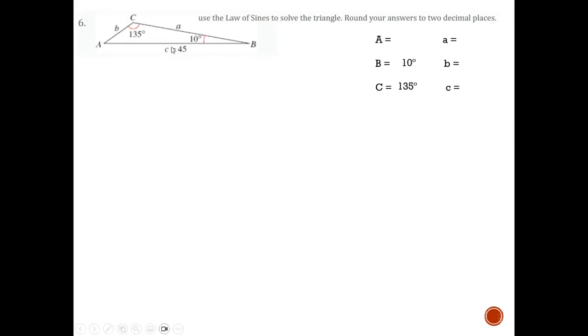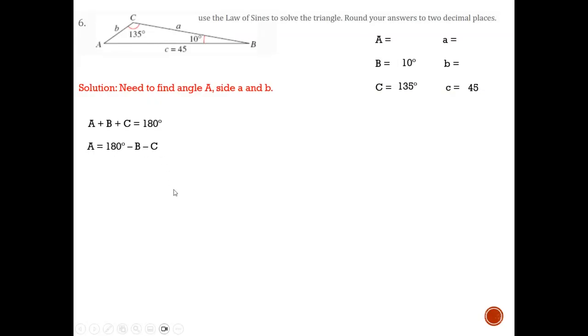For C, we have 135. And then we also have the other C value here of 45. Okay. So we need to find angle A and then the side measures for A and B. So again, when you have at least 2 angles already, it's easy to find the third. All 3 should add up to 180.